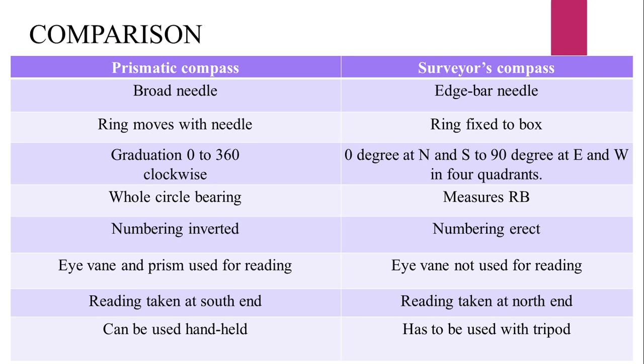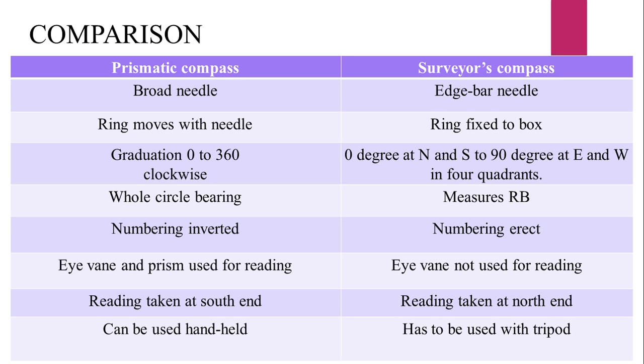In prismatic compass, the graduation is from 0 to 360 degrees clockwise, whereas in surveyor's compass it is 0 degree at north and south to 90 degree at east and west in 4 quadrants. Prismatic compass measures whole circle bearing, whereas surveyor's compass measures reduced bearings. In prismatic compass, the numbering is inverted, whereas in surveyor's compass, the numbering is erect.